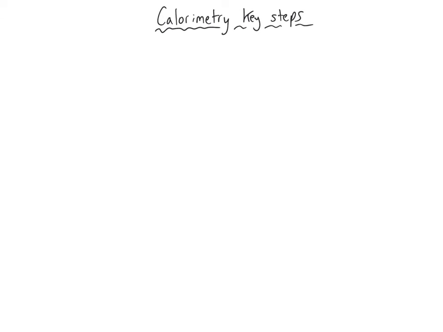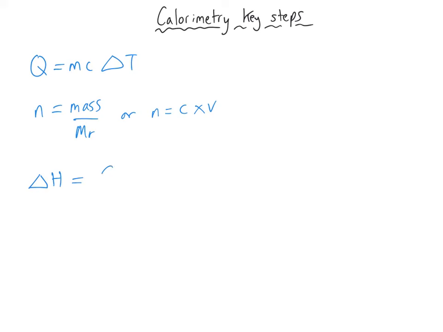So let's just sum up those calorimetry key steps for the calculations. First of all, you're going to need to do Q equals mc delta T to work out the heat energy change for this reaction. Then you're going to need to work out the moles of the limiting reagent by doing moles equals mass over Mr, or moles is equal to concentration times volume. And having done that, maybe for both of the reagents, you will know which chemical is now the limiting factor, and so should be used in the final step, where the enthalpy change is Q divided by n, where n is the moles of the limiting factor.